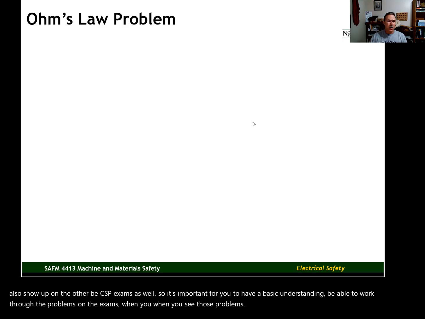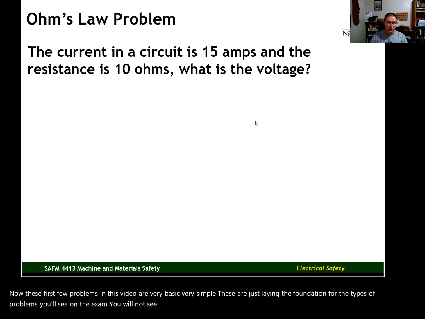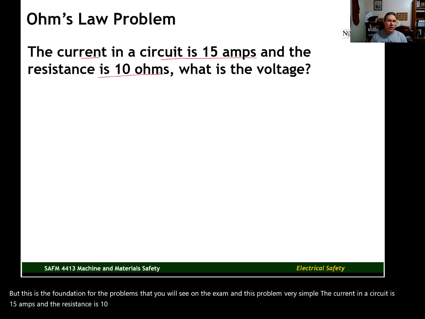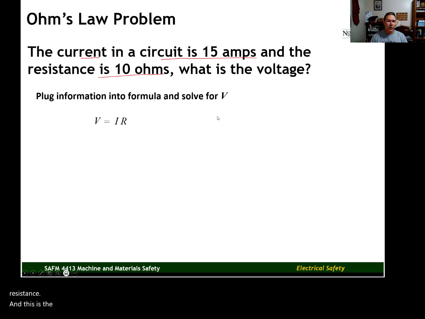Now, these first few problems in this video are very basic, very simple. These are just laying the foundation for the types of problems you'll see on the exam. You will not see this problem on the exam, but this is the foundation for the problems that you will see on the exam. And this problem, very simple: the current in a circuit is 15 amps and the resistance is 10 ohms. Remember, I've already said that there's a relationship between voltage, current, and resistance. And this is the basic Ohm's law formula that you're going to use to solve this simple problem. Voltage equals current times resistance.